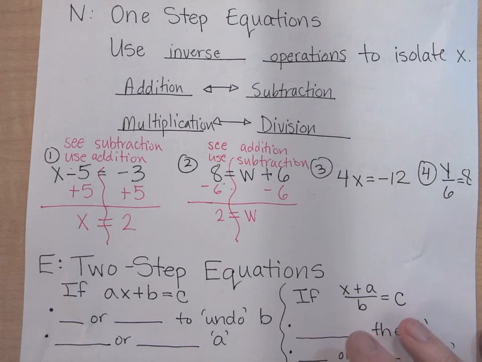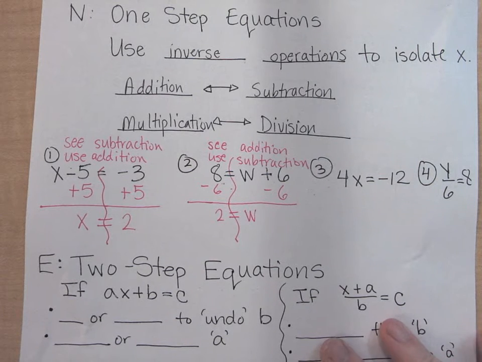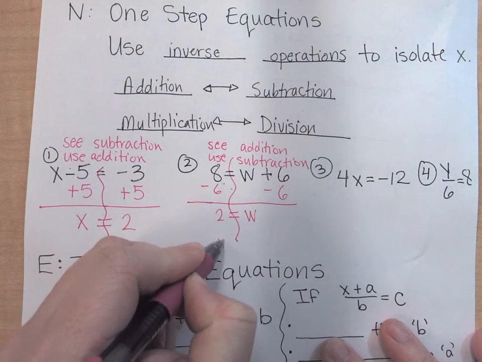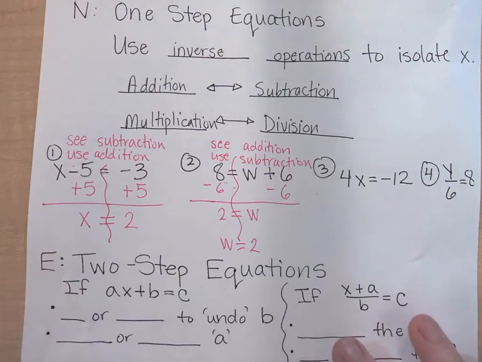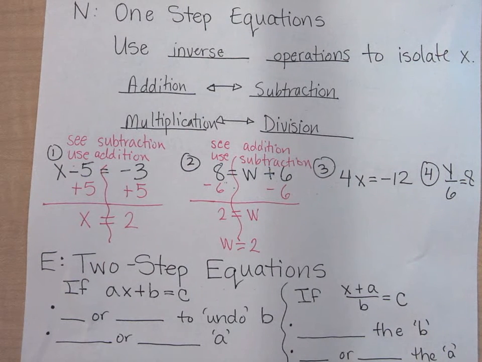Now, in standard form, we usually have the variable on the left for our answer, so you can rewrite this as w equals 2. You don't necessarily have to. It's just that in textbooks or online, things like that, it'll have the variable on the left, usually with your final answer.